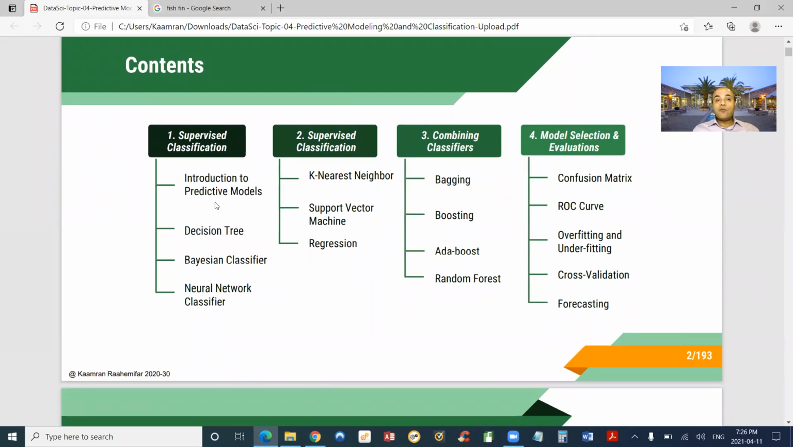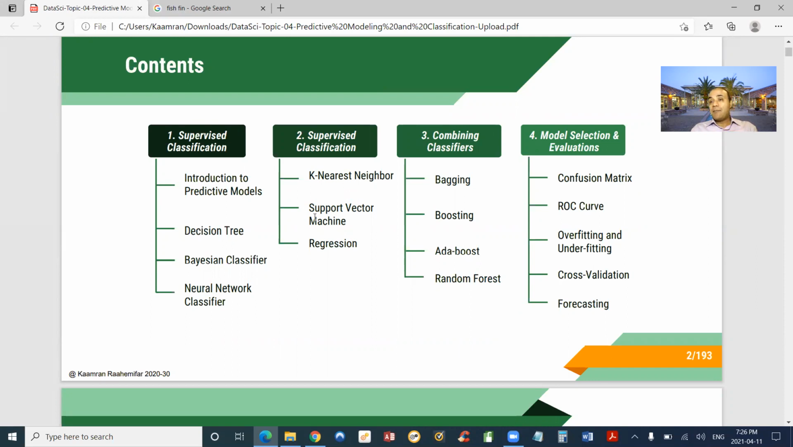We want to introduce you to predictive models. Decision tree is going to get a good chunk of the recorded materials here. Bayesian classifier is very important. Neural network is the buzzword around. We're going to go through them, and then we're going to go to K nearest neighbor. We spoke of that in the past. Support vector machine, this is rather a little bit advanced.